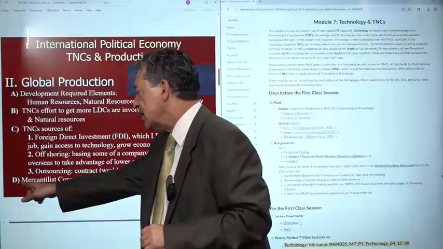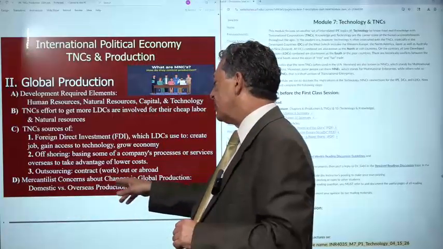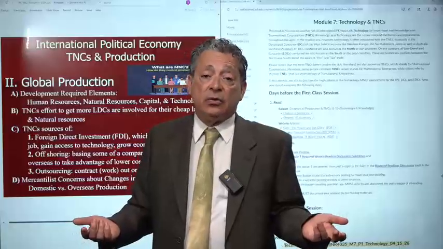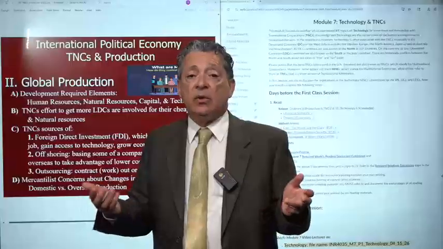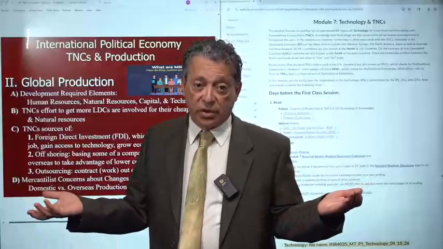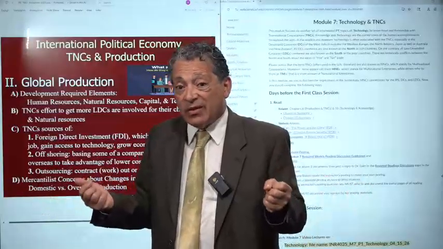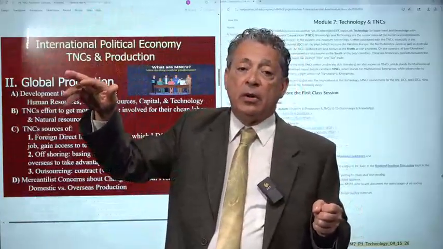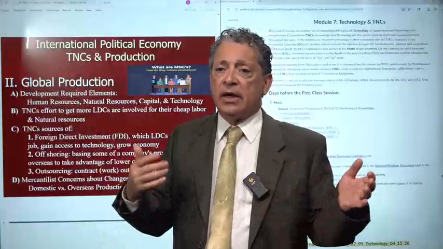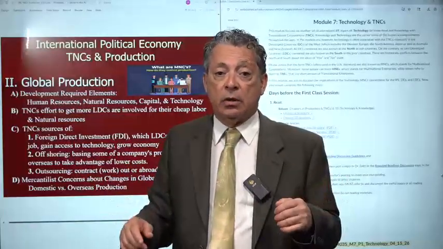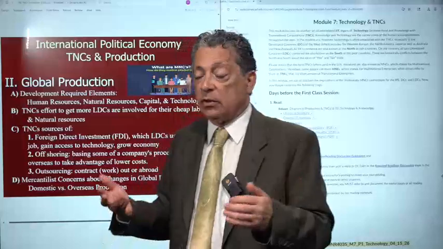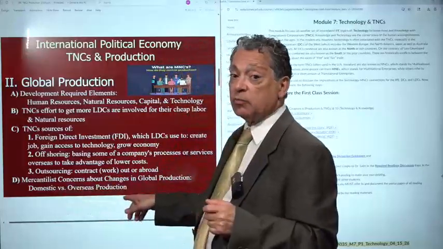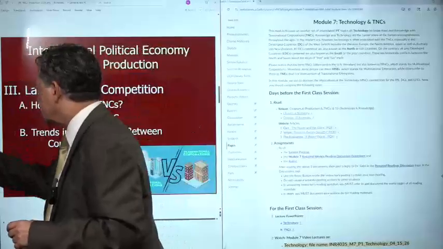Next notion is the mercantilist concerns about the changes in the global production. Some of it is not under their control because mercantilists can do whatever they want to do, but the price of labor domestically is going to increase. Is that right? So then, they don't have any control over it because they can say, oh, China, you start giving your people more money. So then American labor, for example, would look more competitive with yours. So domestic versus overseas what? Production. Very, very important.